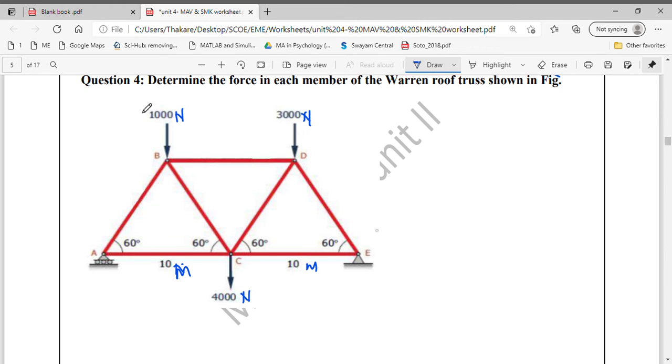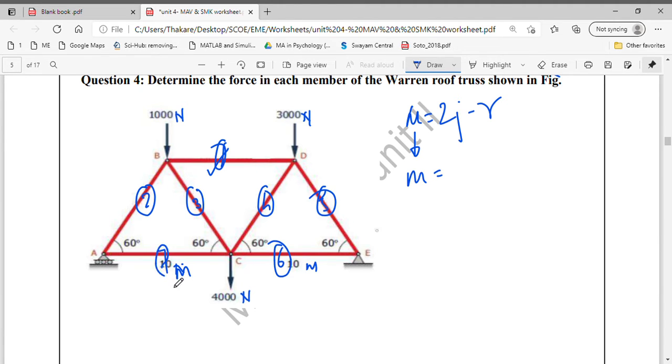To determine whether the truss given is determinate or indeterminate, we have the equation m equals 2j minus r, where m is the number of members in a truss. So this is 1, 2, 3, 4, 5, 6 and 7. So there are a total of 7 members in this truss. J is the number of joints. The number of joints is first, second, third, fourth and fifth. So this is 5 joints.